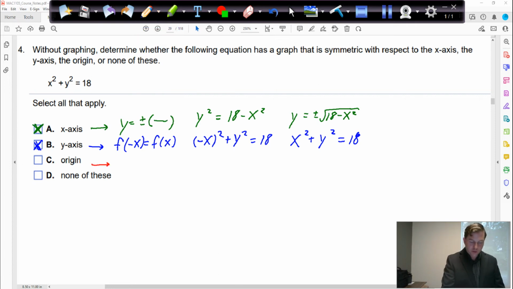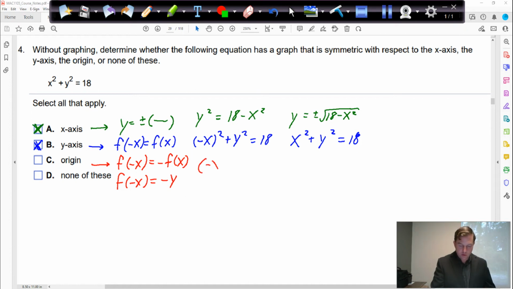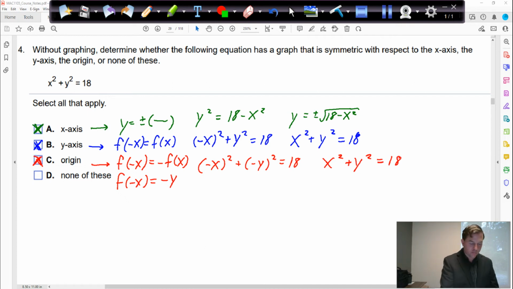For origin symmetry, you substitute in negative x, and you see if you get negative f of x, which is another way of saying if we replace x with negative x, we can replace y with negative y, since f of x is y. So we're going to replace both x and y with negative x and negative y, and we're going to see if we get the same equation out. So we would get negative x squared, which is x squared, negative y squared, which is still positive y squared, equals 18. That's the same as what we started, so it should have origin symmetry.